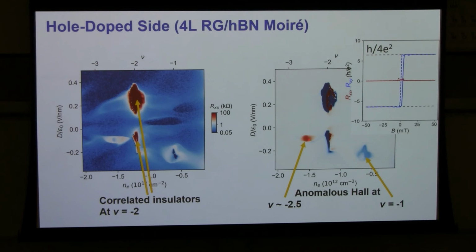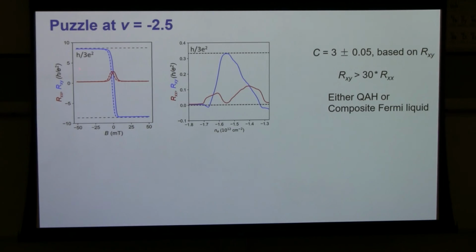This is happening at around filling factor minus 2.5. It also has pretty small Rxx and pretty big Rxy. Okay, let's take a closer look there. If you look at the hysteresis, the Rxy is almost quantized at h/3e². And this may give you a feeling that this is a quantum anomalous Hall with Chern number equals 3, right? And the Rxx is way smaller than Rxy.